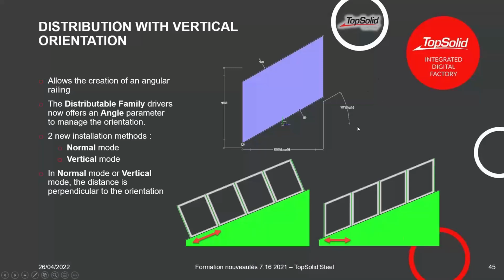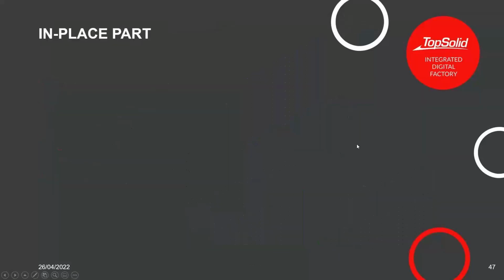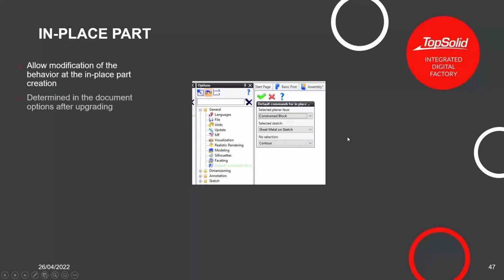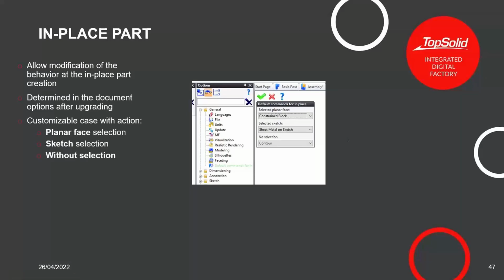Good question. All right, so all it is is a switch in the dialog box to switch to vertical mode, and you choose the orientation that you're at. Okay, and then finally, a little improvement on in-place parts. Basically, in your part template, you can define a default command to be used. And this is in your document options for when you're creating an in-place part. So for example, if I select a planar face, when I create my in-place part, it's going to automatically go into my constrained block command.